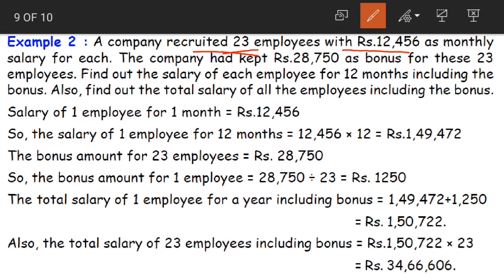With what? With 12,456 as monthly salary for each. For each month, each of these employees will get 12,456 rupees. The company had kept rupees 28,750 as bonus for these 23 employees. Find out the salary of each employee for 12 months including the bonus. Also find the total salary of the employees including the bonus.